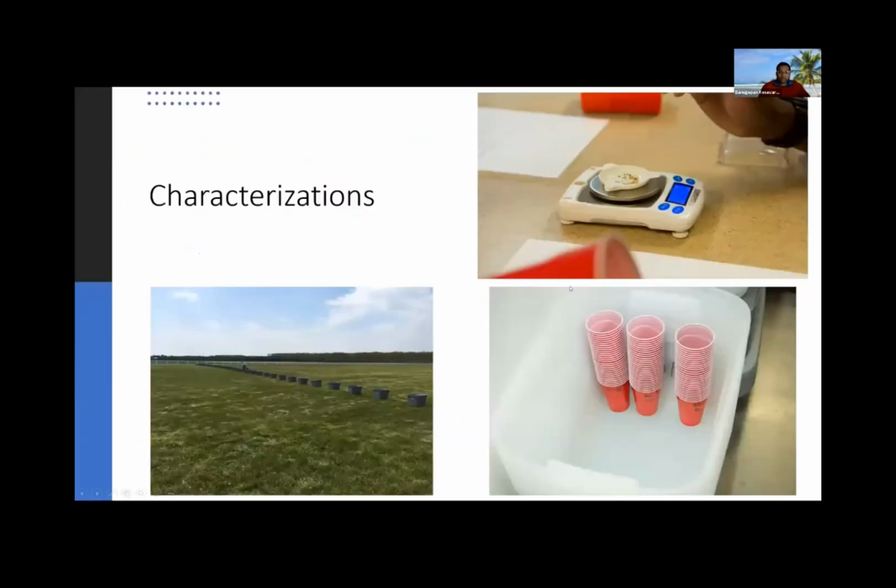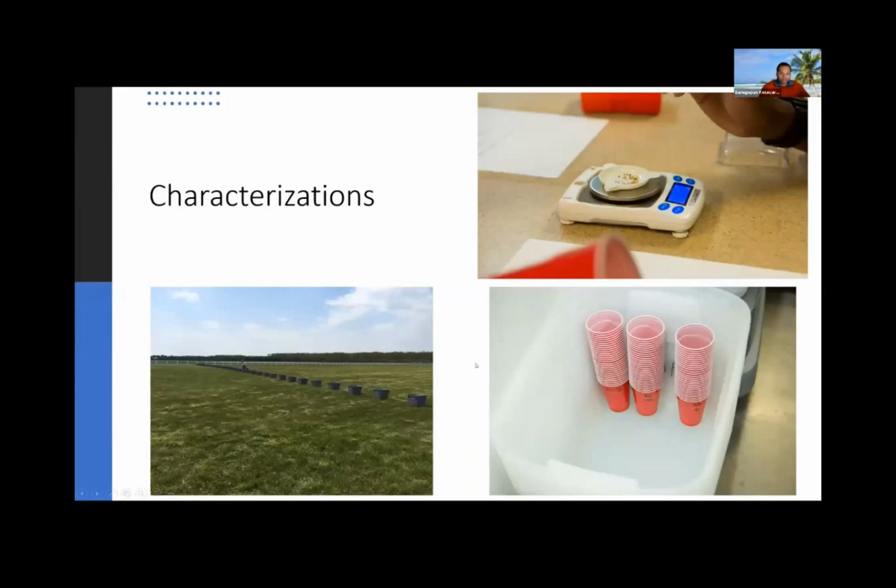Okay, so characterizations. This is the traditional way we set up characterization. You put some buckets or totes, containers you see in the picture here, and then you let the aircraft fly on top of it, and then you collect the materials back and put them in the cups, and you evaluate the weight of those granules, and that's how you do characterizations.